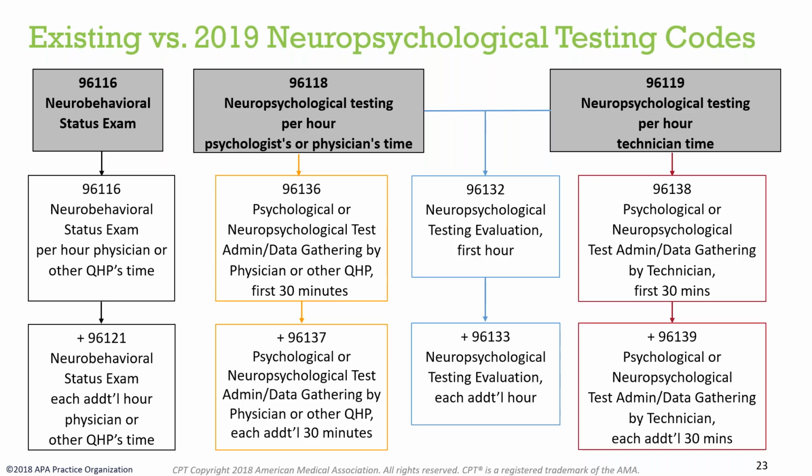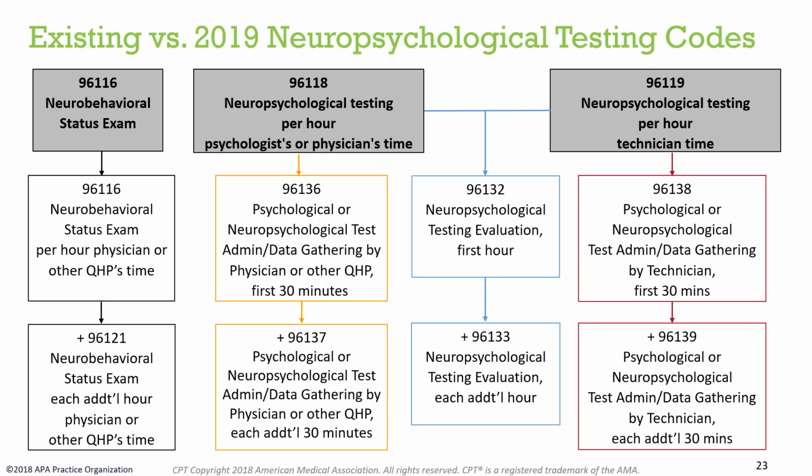If you scan your eyes all the way over to the right-hand column, 96119, the current code that we use, will be deleted. And in its place will be 96138, psychological or neuropsychological test administration and gathering by technician, or 96139 for the additional time spent beyond the first 30 minutes. So the changes are the test administration and data gathering, whether it's done by psychologist or technician, is now in 30-minute units, and whether the data are gathered by psychologist, neuropsychologist, or technician, you're using one set of codes for your professional services, what Dr. Puente calls your thinking codes.